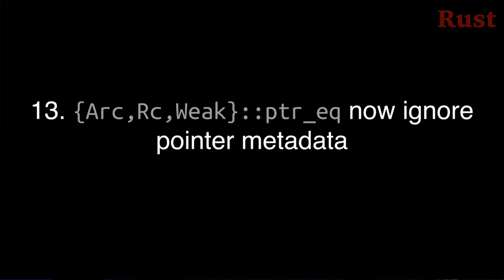Number 13. If an Arc, Rc, or Weak was wrapping a trait object, then the ptr_eq method would return false if the type of the two trait objects were different, even if the data being pointed to was the same.